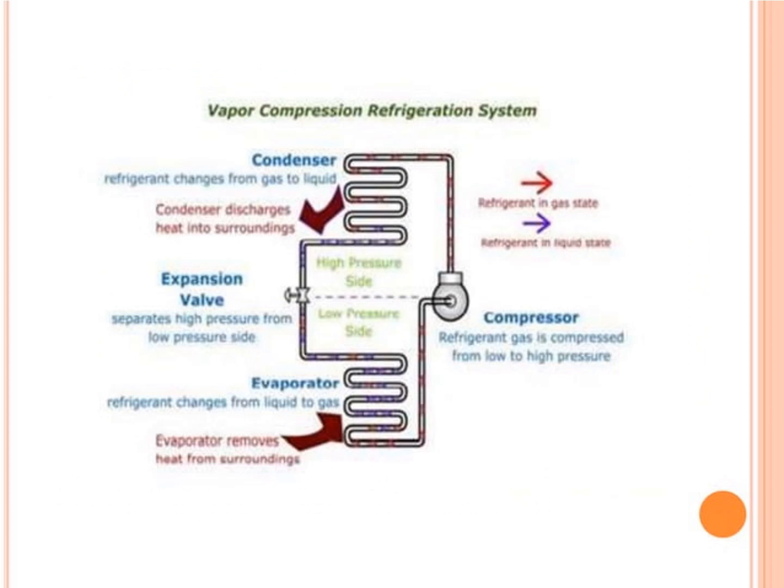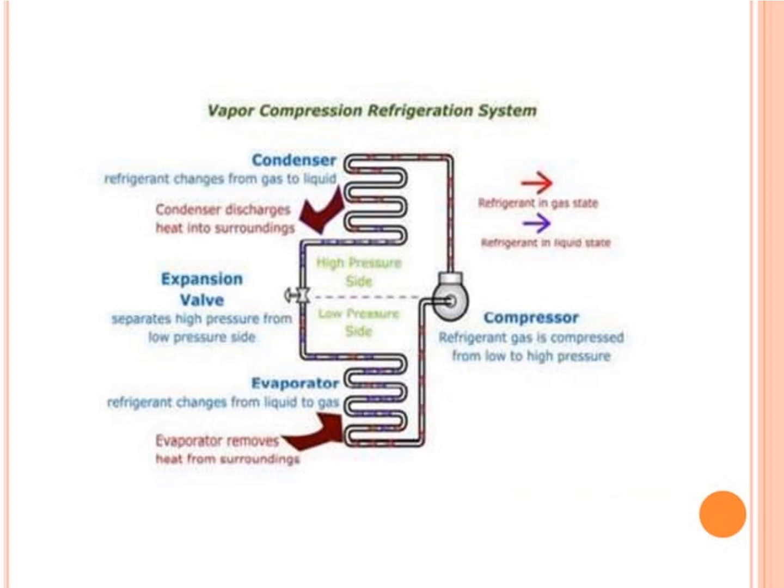And the vapor compression refrigeration system. You can see the vapor compression refrigeration system, and here you can see that the compressor is here. In the compressor, the refrigerant gas is compressed from low to high pressure, and that is sent to the condenser. The condenser is used to discharge heat into the surroundings, and the refrigerant changes from gas to liquid.